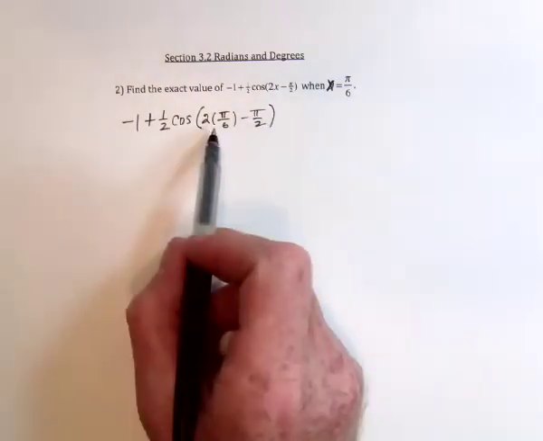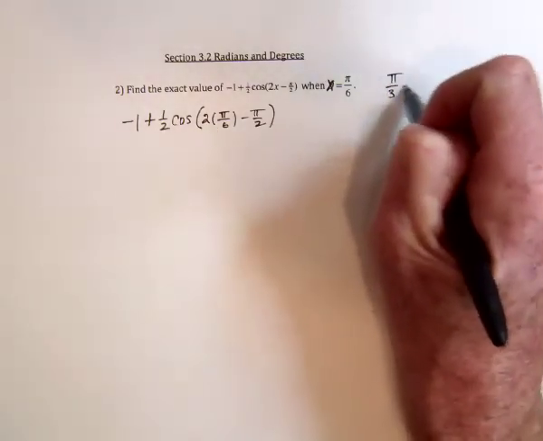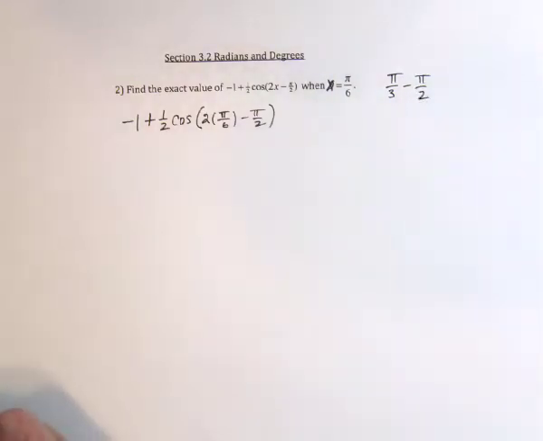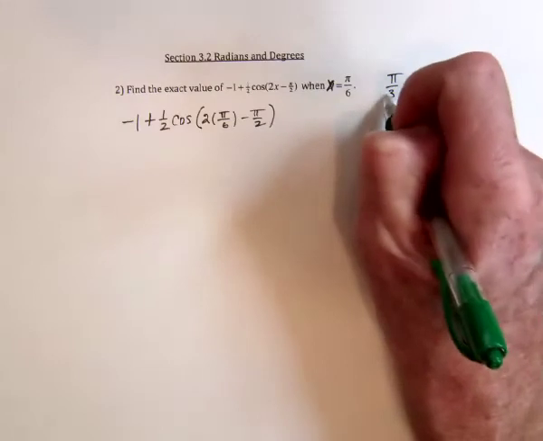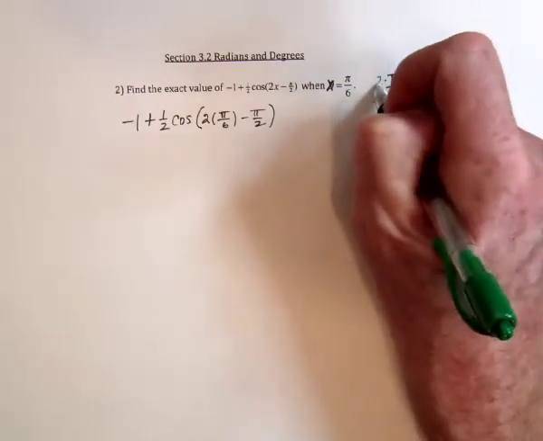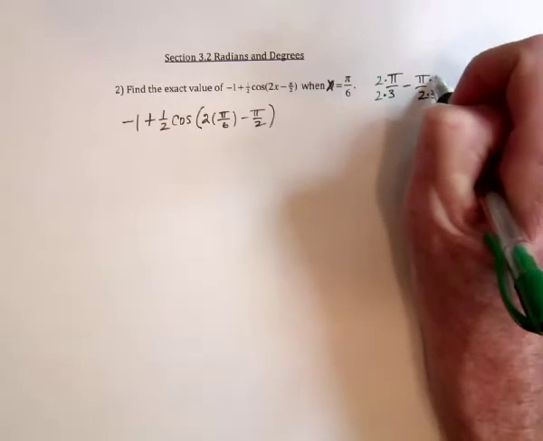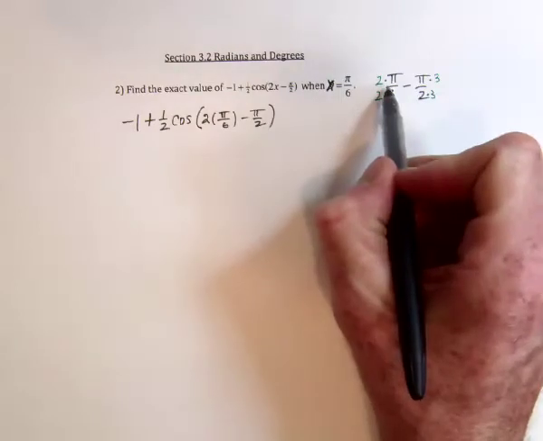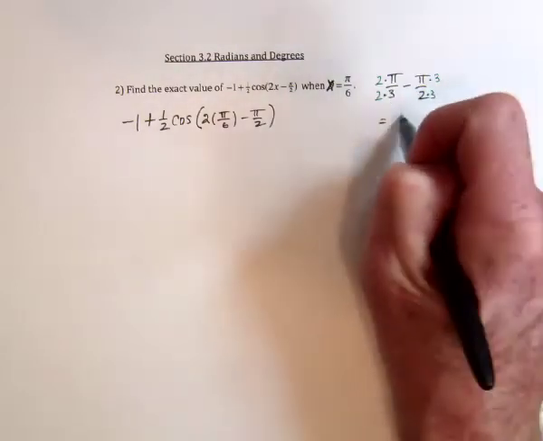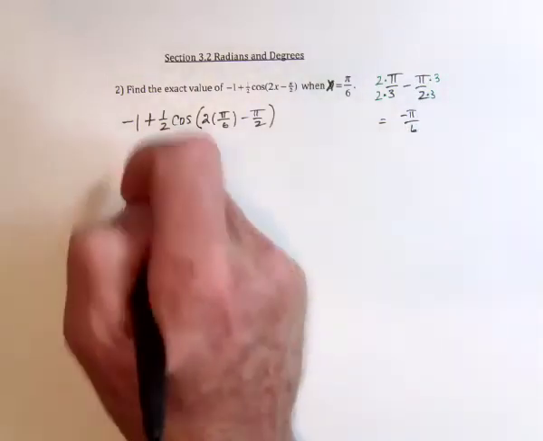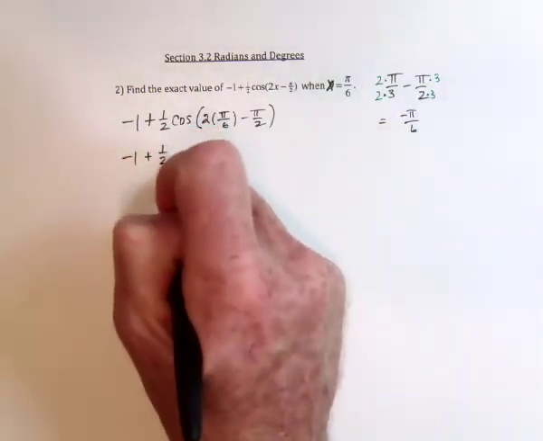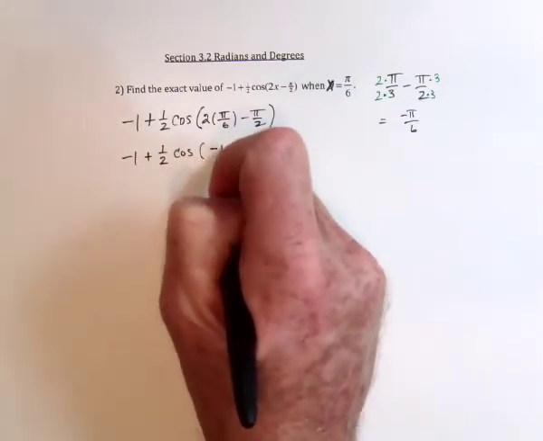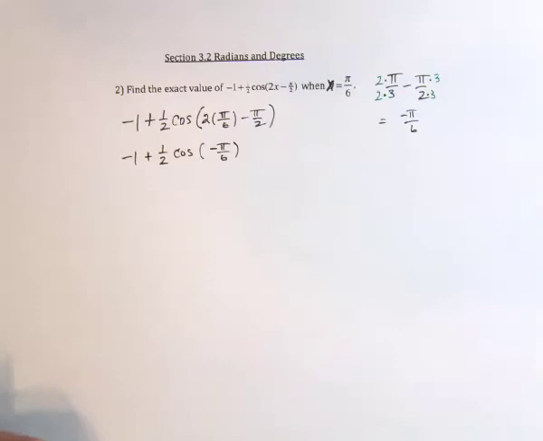And then in here, reduce, this is going to be pi over 3. So we need to figure out pi over 3 minus pi over 2. How much is that? So get a common denominator of 6. And this one is going to be 2 pi minus 3 pi, so that's negative pi over 6. And then pi over 6.